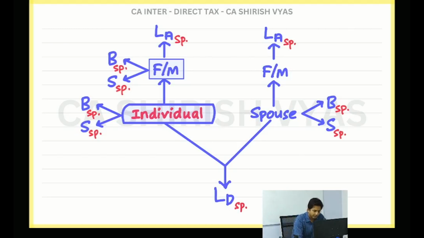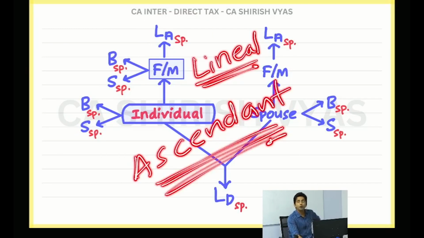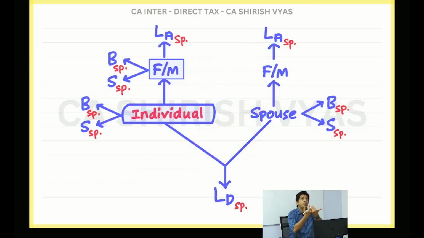Then LA means lineal ascendant. What do you mean by lineal ascendant? In my line, whoever comes upward, my mom and dad come first. Ascendant means upward direction, going upwards. Ascend means to climb up. So lineal means in my line. If I am talking about me, I will not see your line. Your line is different because in your line, your mom and dad will come.